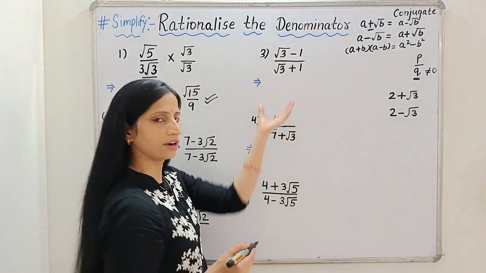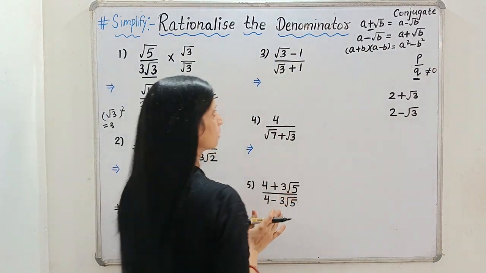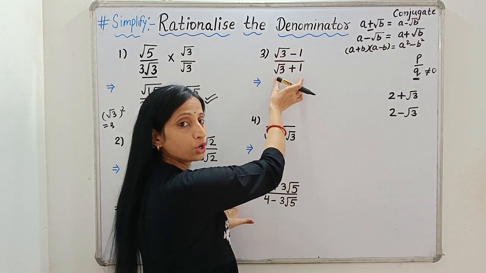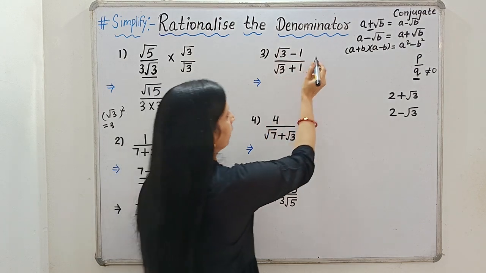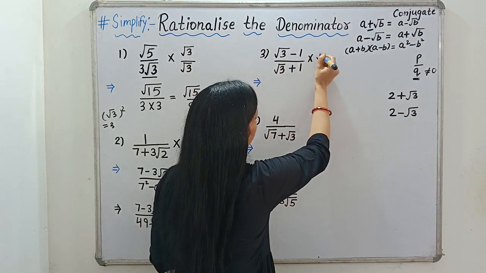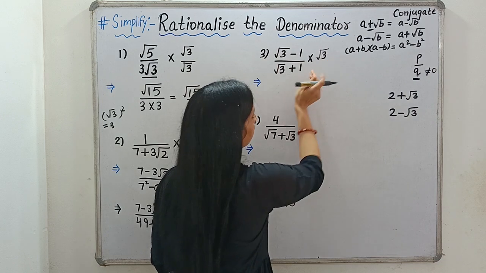Now let's solve the third one by using the same steps. The first step is to find the conjugate of the denominator. And in the second step, multiply by that, root 3 minus 1.